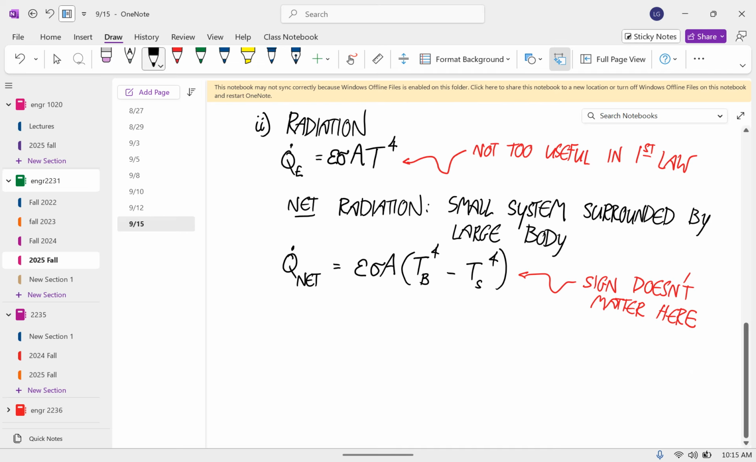When you say a small system surrounded by a larger body, do you mean like an oven inside a cave? Exactly. That's a good example. Yes, exactly. Or an object surrounded by the atmosphere. Yeah. The difficulty with that is the different parts have different temperatures and stuff, but you can do approximations that way.